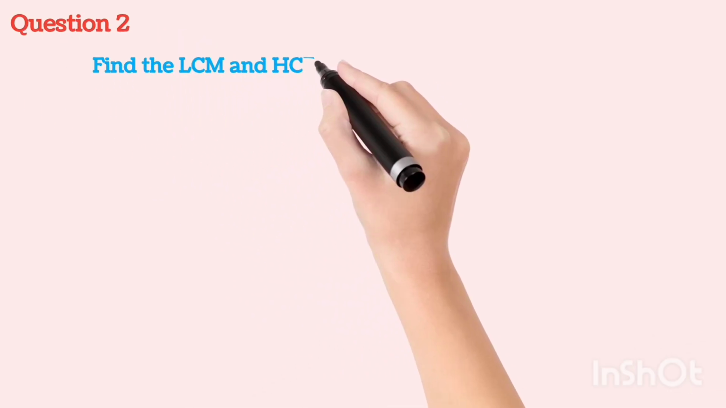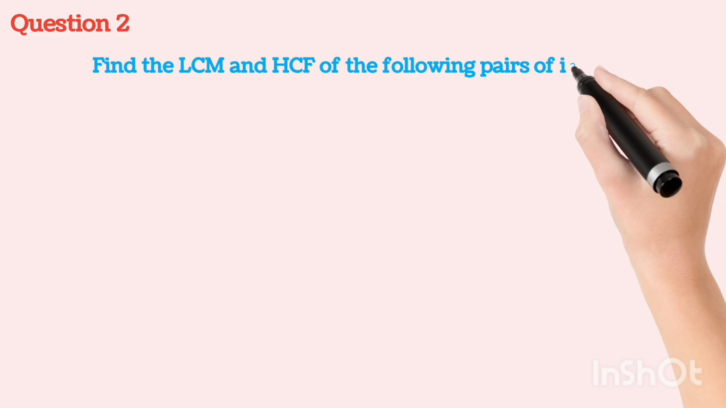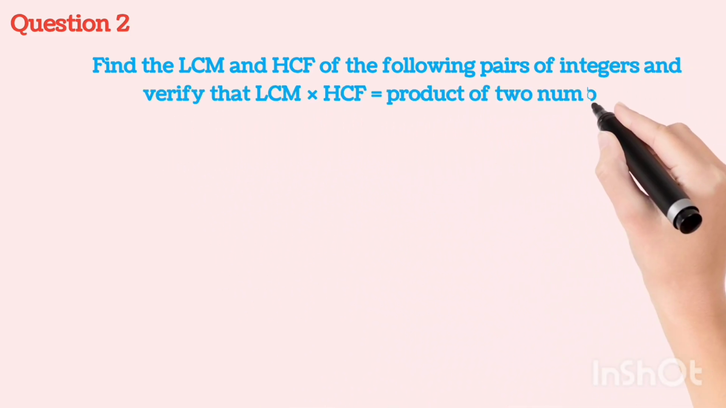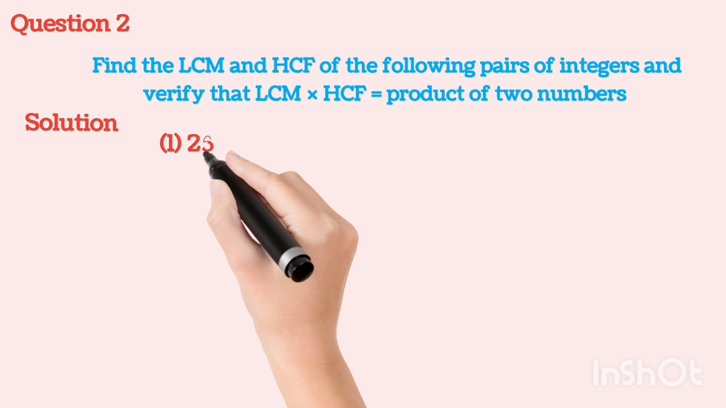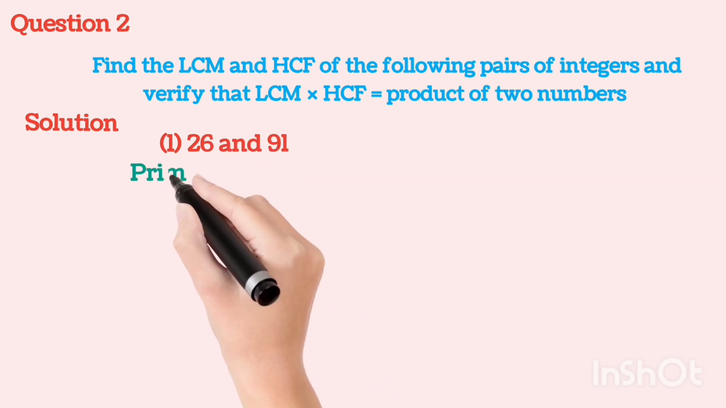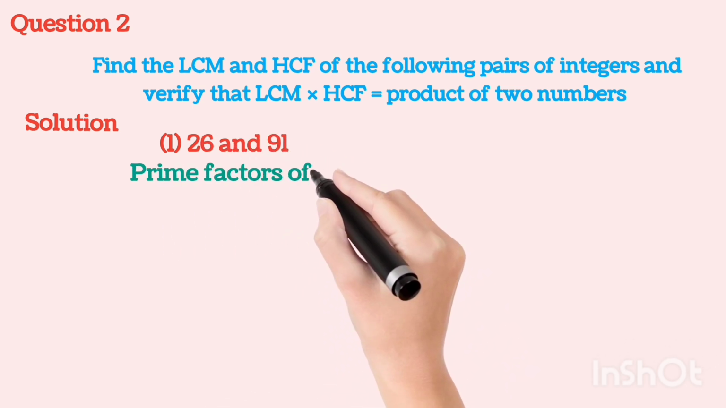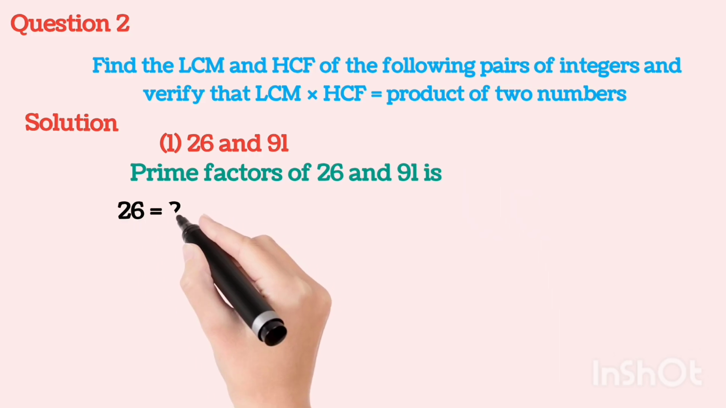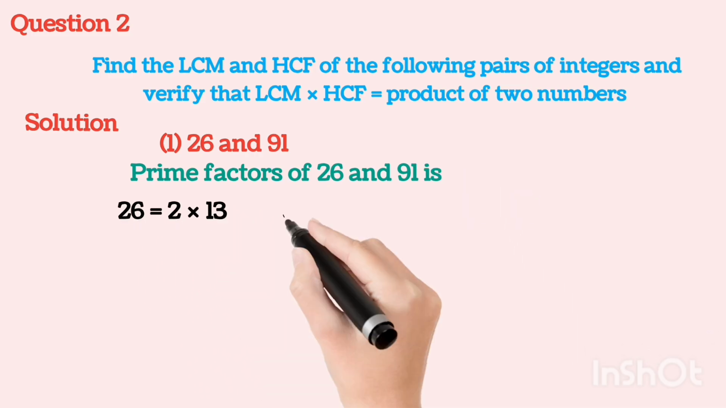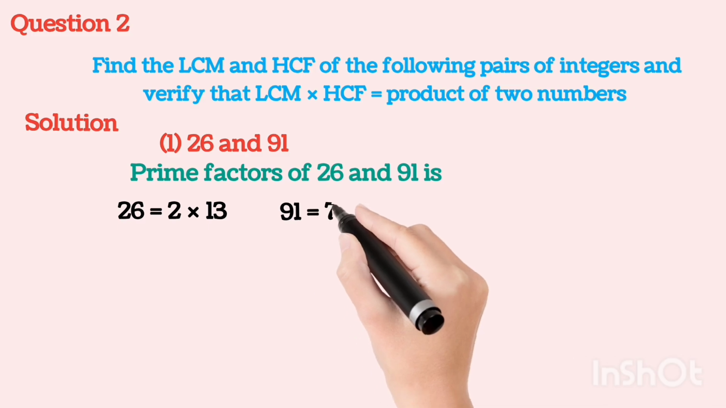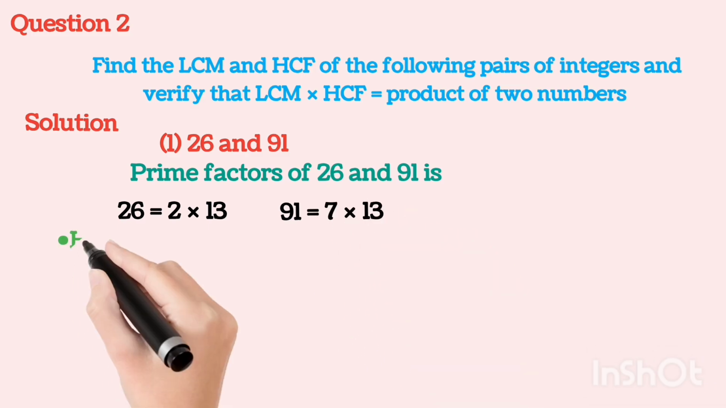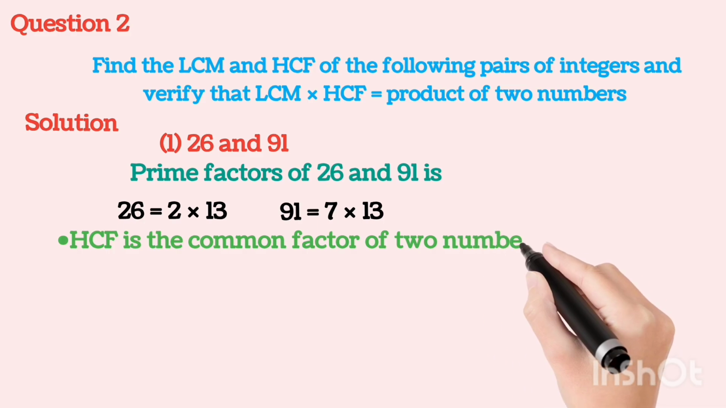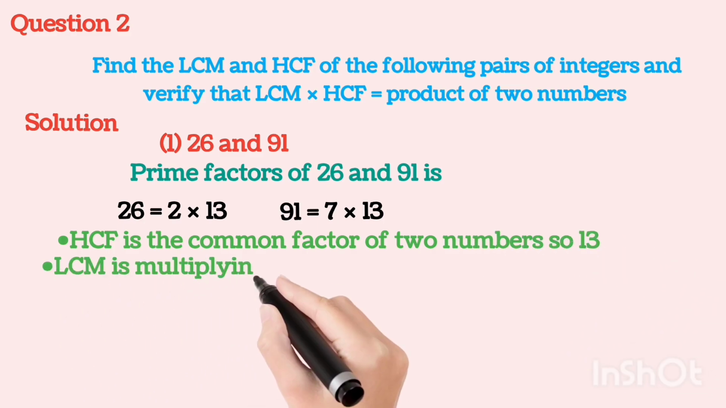Next, question 2. Find the LCM and HCF of the following pairs of integers and verify that LCM into HCF equals the product of the numbers. Solution. First, 26 and 91. Prime factors for 26 and 91: 26 equals 2 into 13 and 91 equals 7 into 13. Now HCF is the common factors of two numbers, so 13 will be the answer.